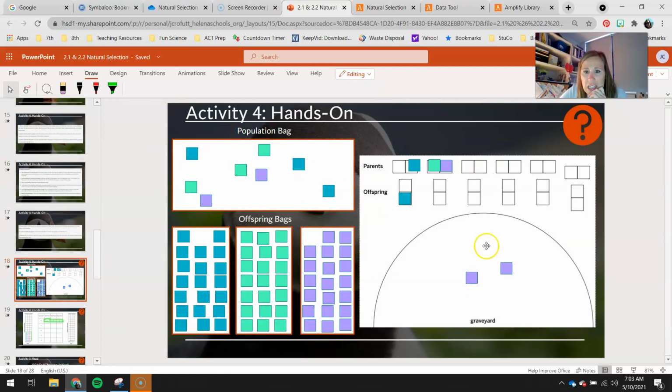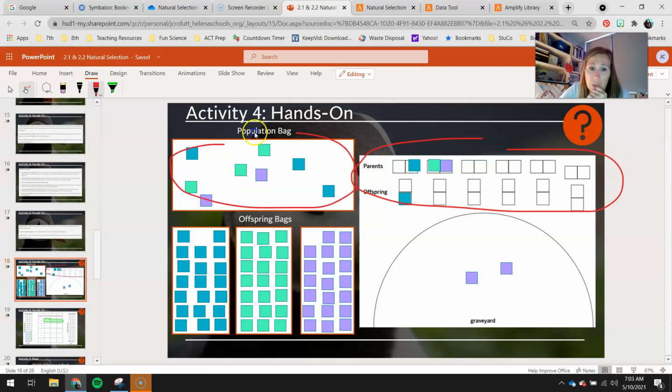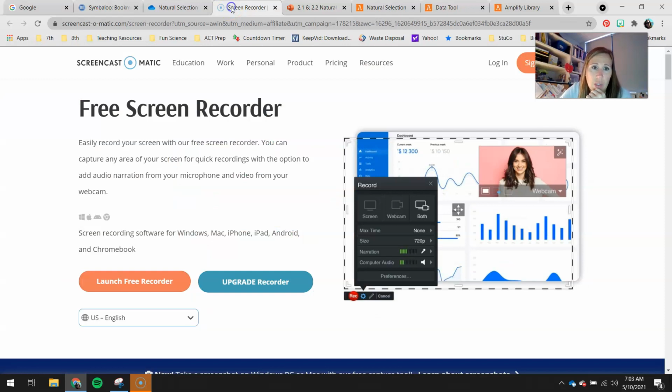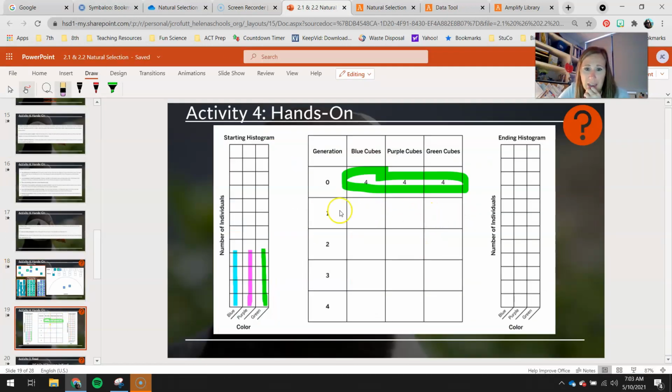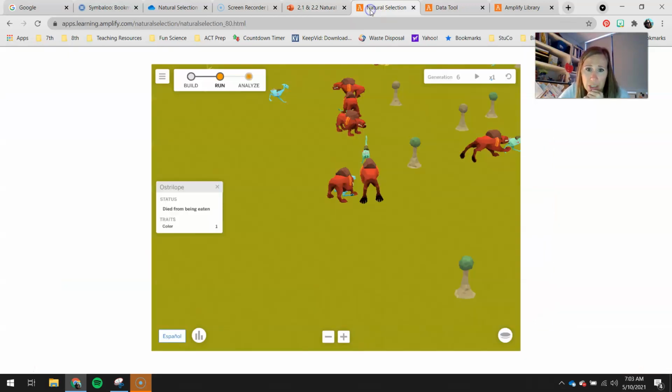So you guys can go ahead and clear the board. Anything in the graveyard stays in the graveyard though. So clear just this top part right here. Your parents and your offspring, you can put them back in your population bag. And then you guys will count that generation. So at the end of that first generation, how many do you guys have? So generation 1, how many blue, how many purple, how many green in your population?